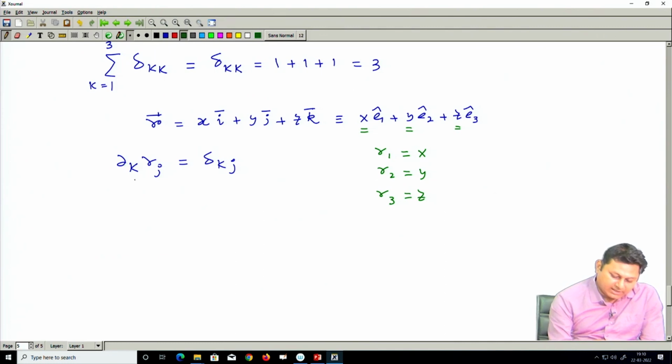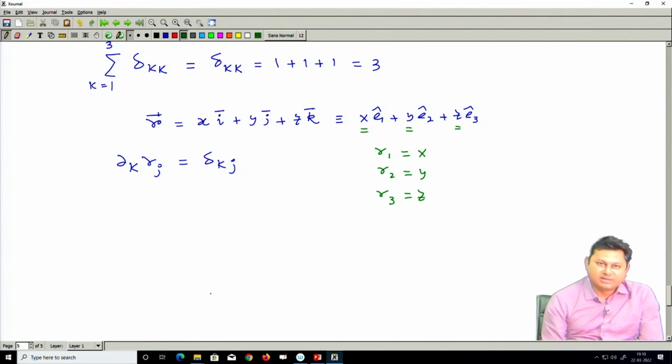And delta k, 1 to 3, means k is 1 for x, k is 2 for y, k is 3 for z. That means I am taking the partial derivative with respect to x, y, z by taking the value of the indices k from 1 to 3. So 1 to 3 corresponds to x, y, z here.